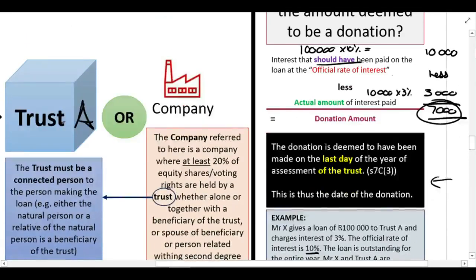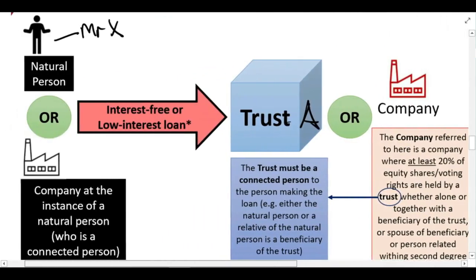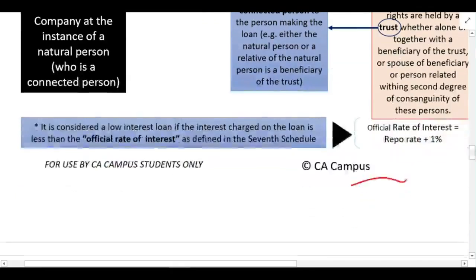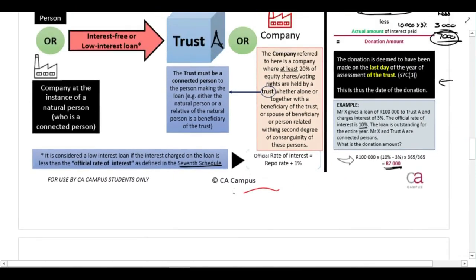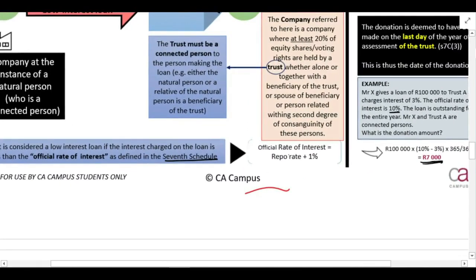Okay, I refer here to the official rate of interest. What is the official rate of interest? The official rate of interest is defined in the 7th schedule to the Income Tax Act. That's a schedule that talks about fringe benefits. And it is the repo rate plus 1%. The repo rate is the rate that the South African Reserve Bank charges other banks. So if the Reserve Bank lends money to a bank, it charges the repo rate. Right, repo rate plus 1%.